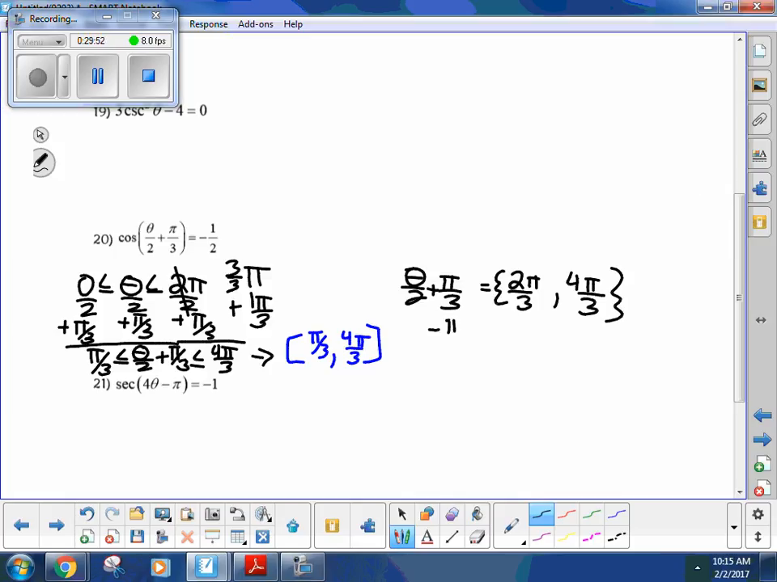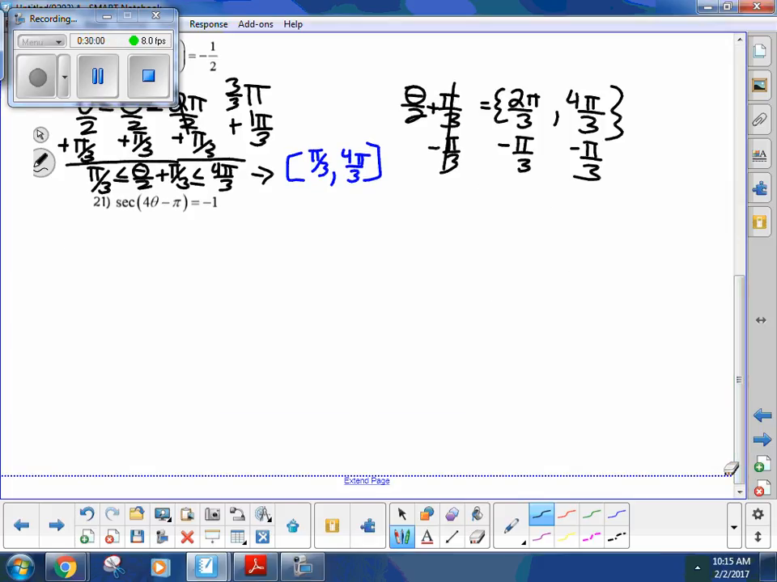So one thing that I do love is when I subtract pi over 3, I discover that we have common denominators automatically. So there's nothing that needs to be done there. We still have our angle divided by 2. The first one comes out being pi over 3. The next one comes out being 3 pi over 3, which is really just pi.